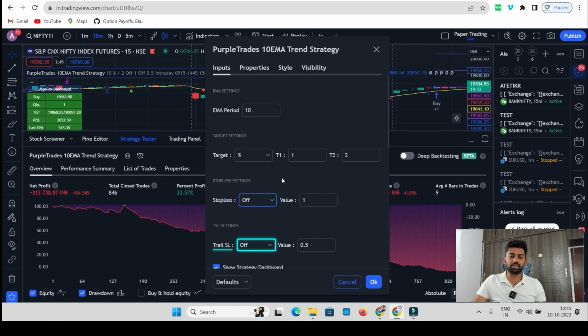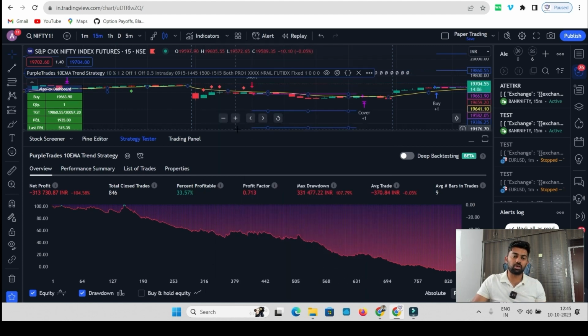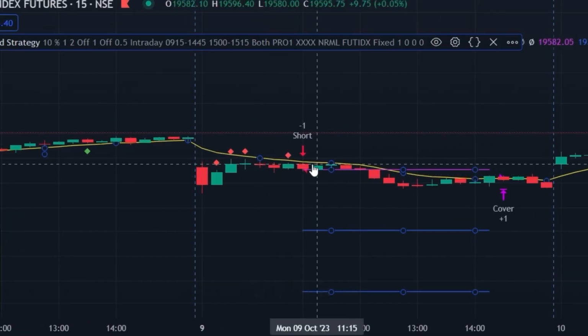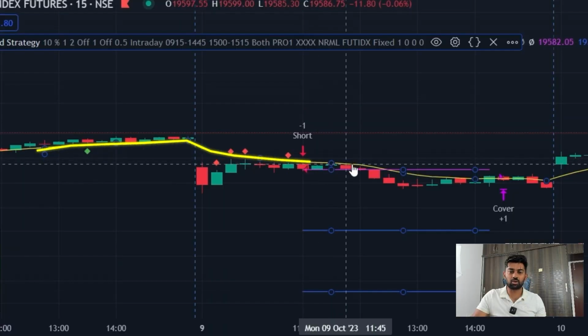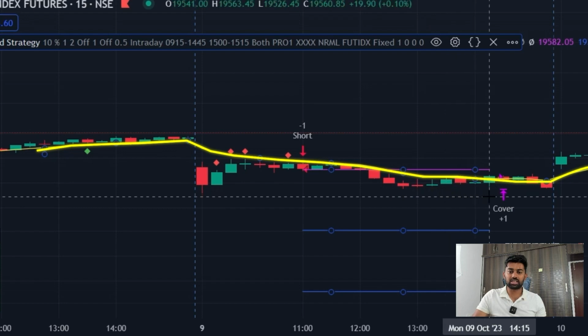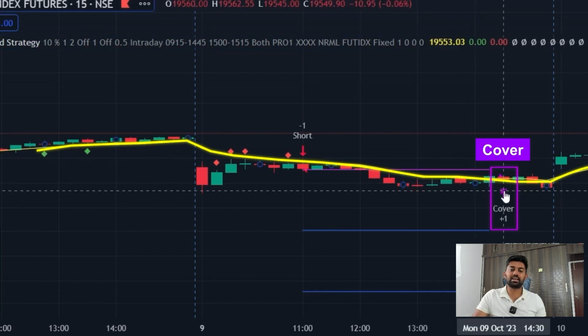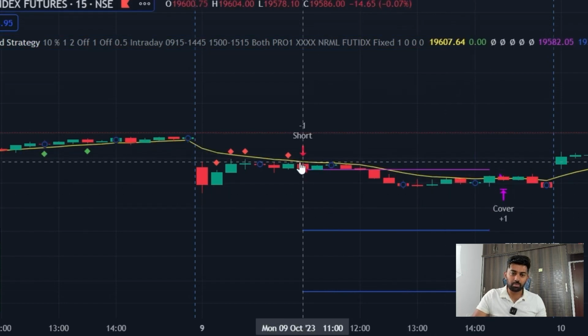The moment I do this, target is in terms of percentage, stop loss and trailing stop loss are already off because the stop loss is already very, very small. Look at this. For example, if I have a short here, this EMA itself becomes my stop loss and it's automatically trailing in. As soon as we have an EMA crossover, we are getting a cover here.